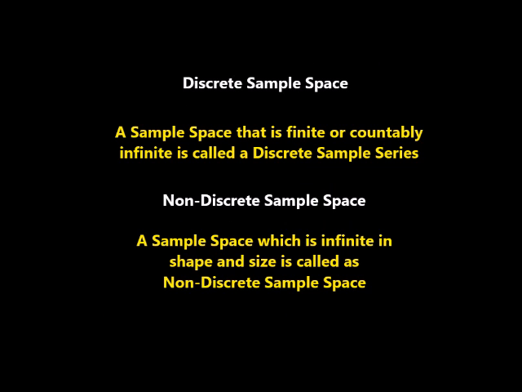A sample space that is finite or countably infinite is called a discrete sample space, while one that is infinite is called a non-discrete sample space.